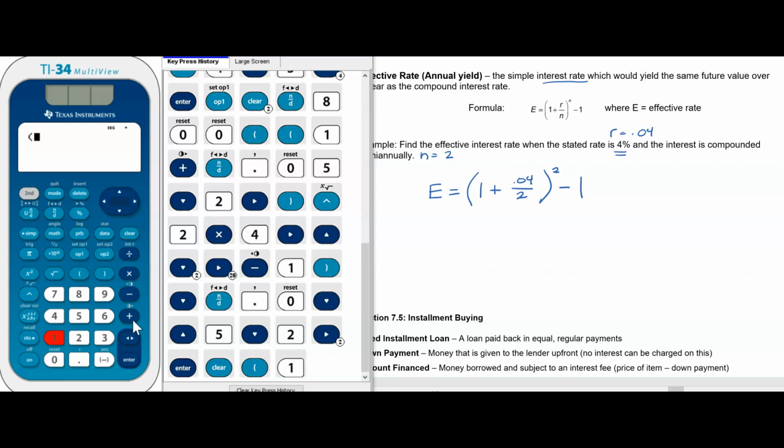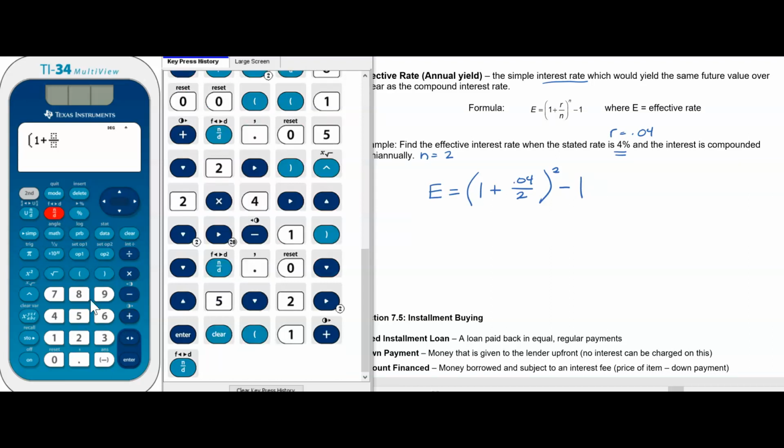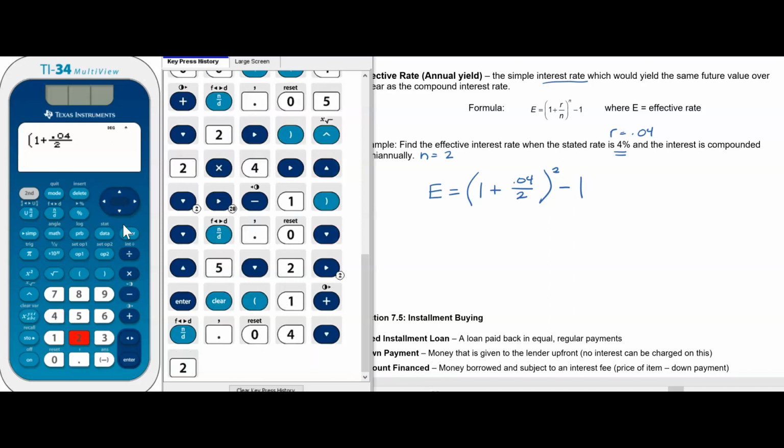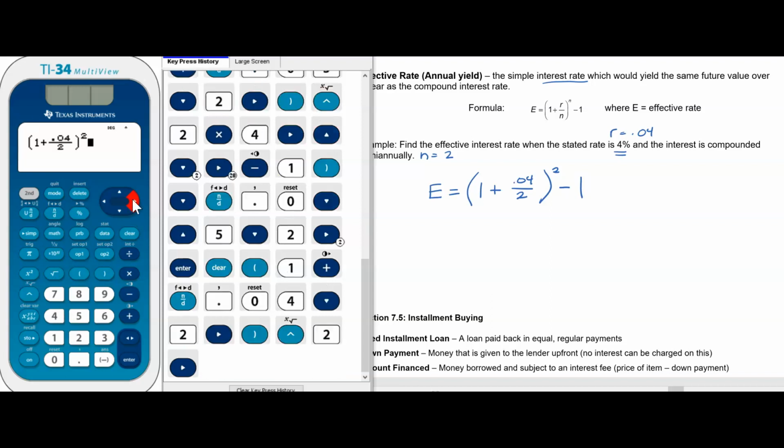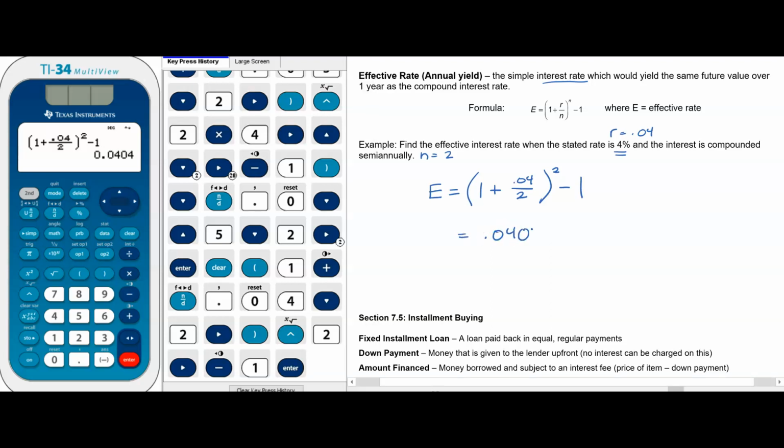Parentheses, 1 plus N over D button, 0.04, down arrow, 2, to the right, parenthesis, raise to the second power, and then right arrow so I come out of that exponent, and then -1. Make sure you come out of that exponent when you put the -1, and then enter. And so I end up getting 0.0404. Well, what is that in terms of a percentage rate? So if I move that decimal 2 spots to the right, it's 4.04%.